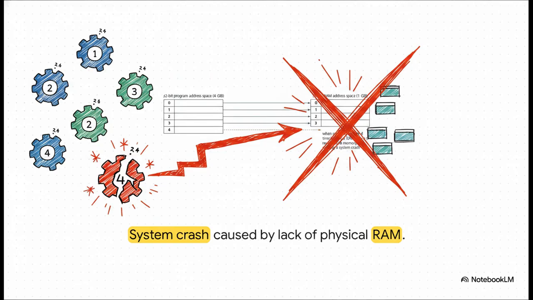Take a look at this setup. You have a program trying to run 5 processes, labeled 0 through 4, but the physical RAM only has space for 4 items. So when process 4 tries to access the RAM, there is absolutely no space available for it. The result? Bam! A catastrophic system crash.